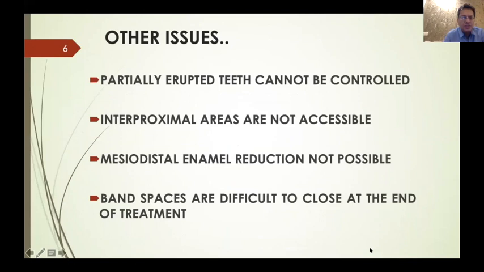Also, there are other issues. You have partially erupted teeth that cannot be banded so easily. The interproximal areas are not easily accessible. Many times when we want to do IPR, if we have banded, we will not be able to do so well. Also, band spaces are difficult to close at the end of treatment. Therefore, now bonding is the order of the day.